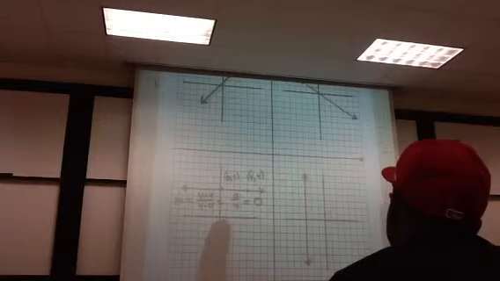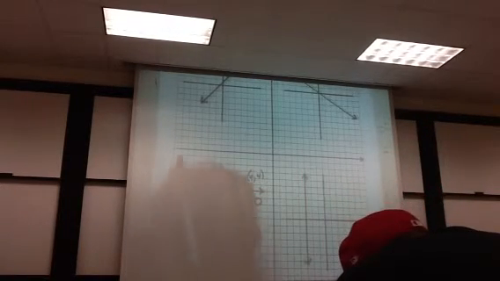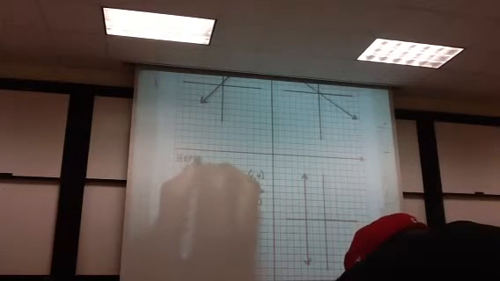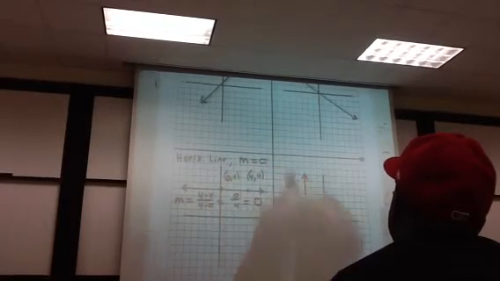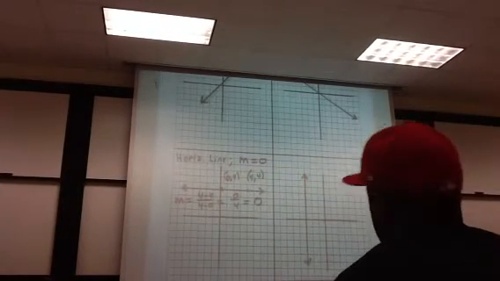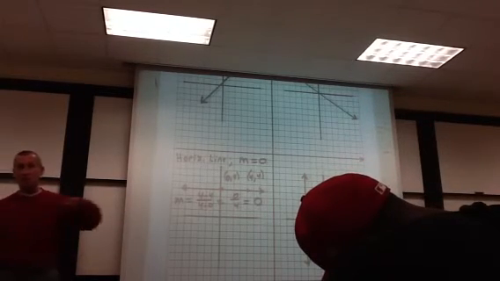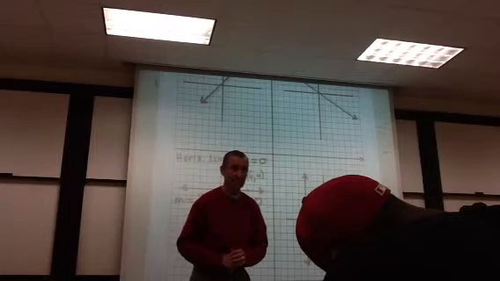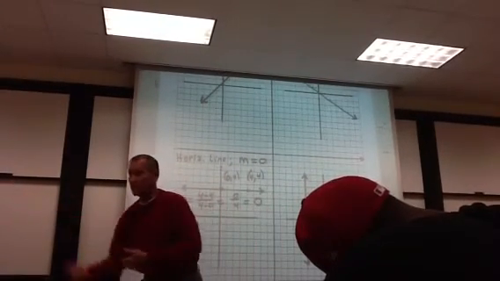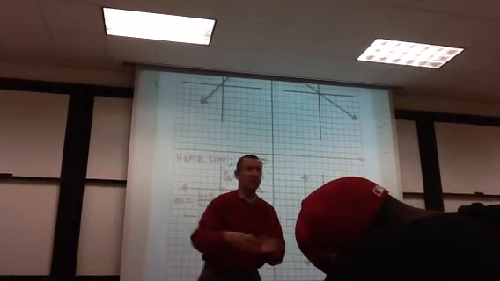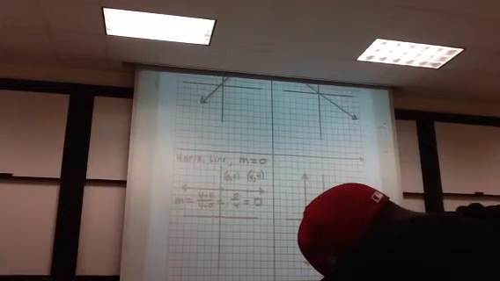So check it out, ladies and gentlemen. The slope of a horizontal line is 0. So if you have a horizontal line, slope is 0. And that logic works in both directions. If you have a line whose slope is 0, it must be horizontal. So the logic works in both directions.